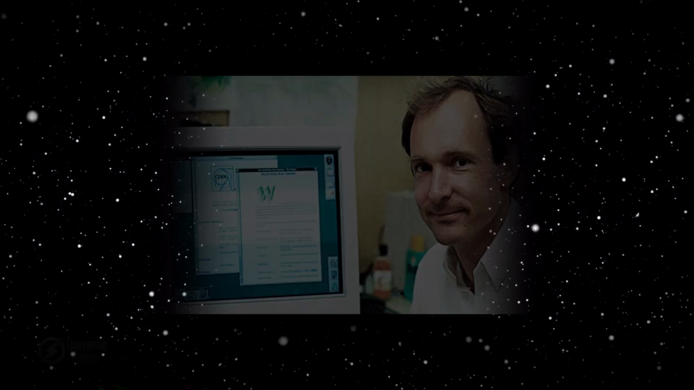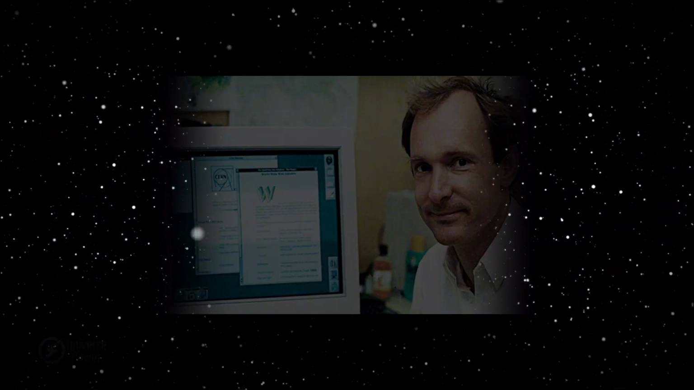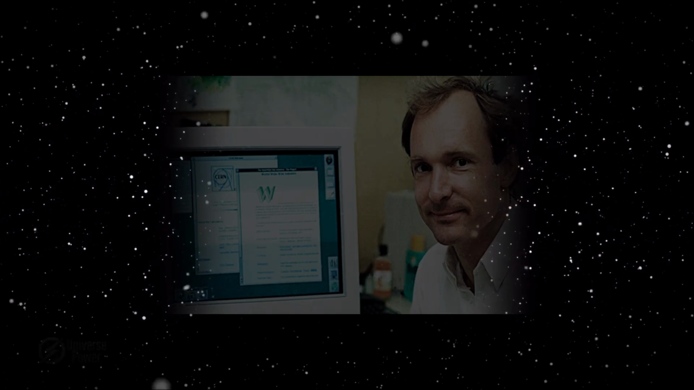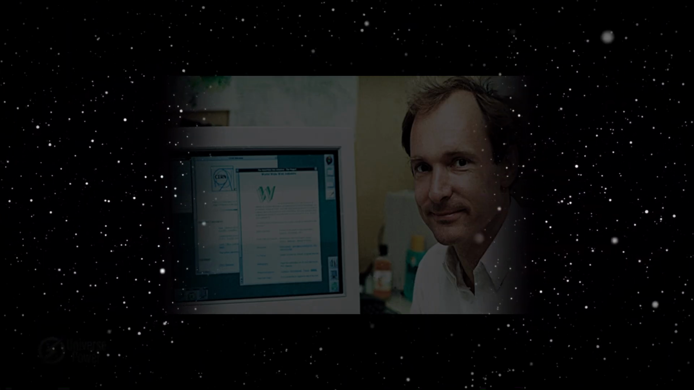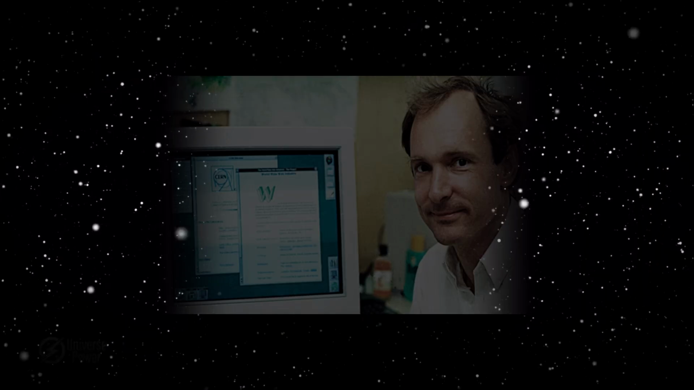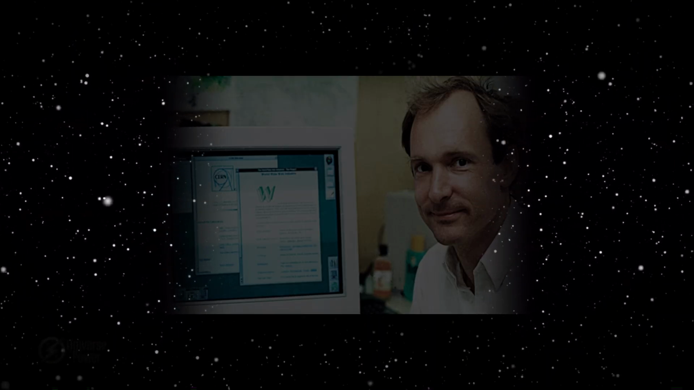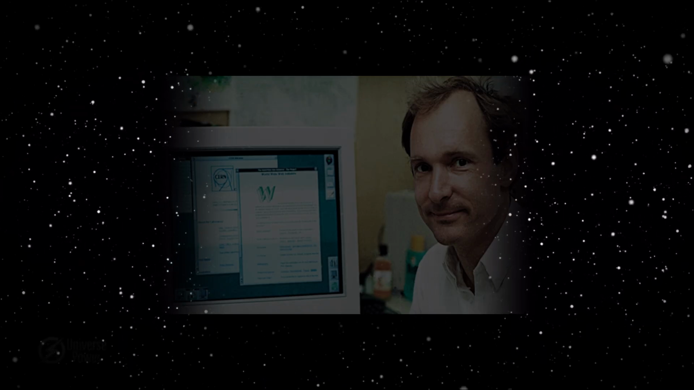Level 48. The World Wide Web and Tim Berners-Lee. In 1989, Tim Berners-Lee, a researcher at CERN, proposed a system for sharing information over the internet using hypertext. By 1991, the first website was live. This system became the World Wide Web.